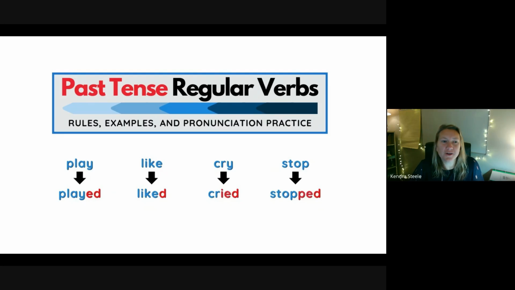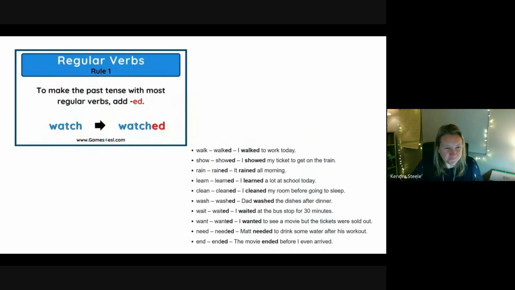In this video, we're going to look at past tense regular verbs in English. On this first slide, you can see how infinitive verbs in English can be changed to the past tense. Play becomes played, like becomes liked, cry becomes cried, and stop becomes stopped. Let's look at 4 rules of how to help us understand this.